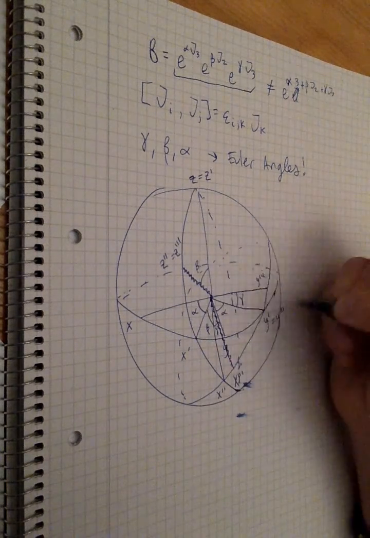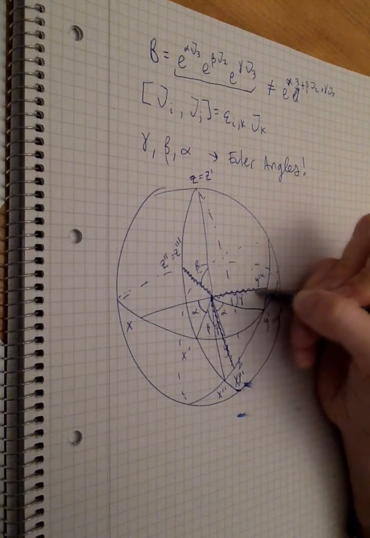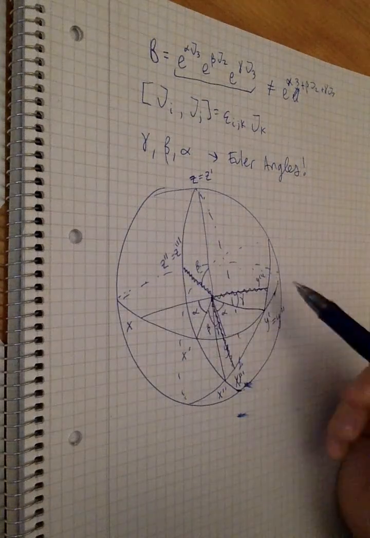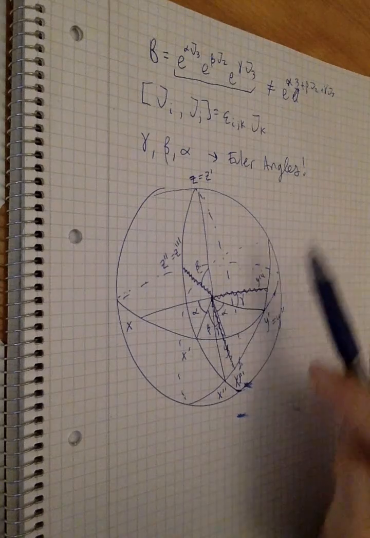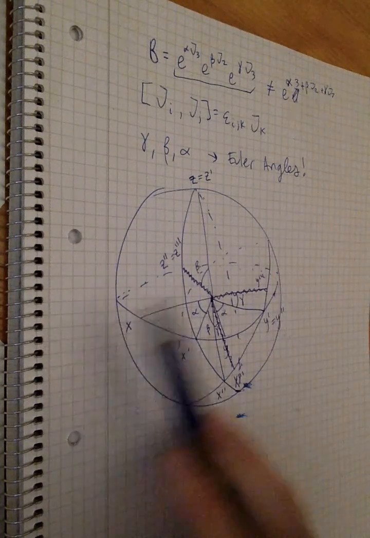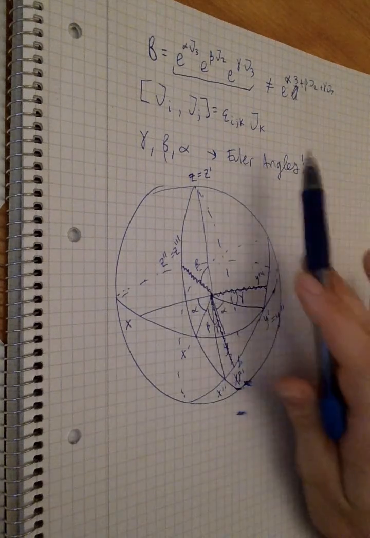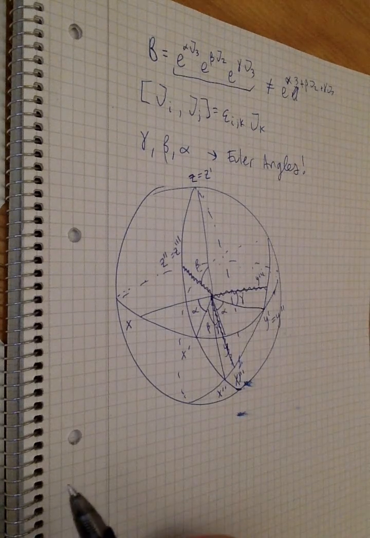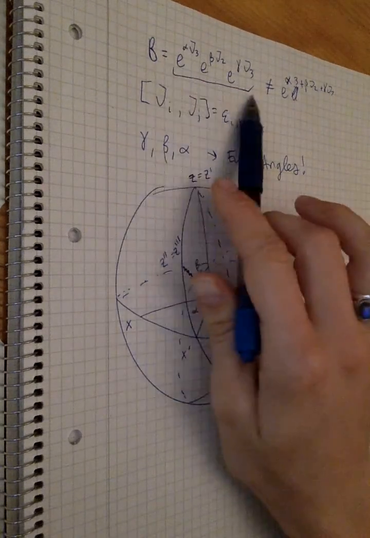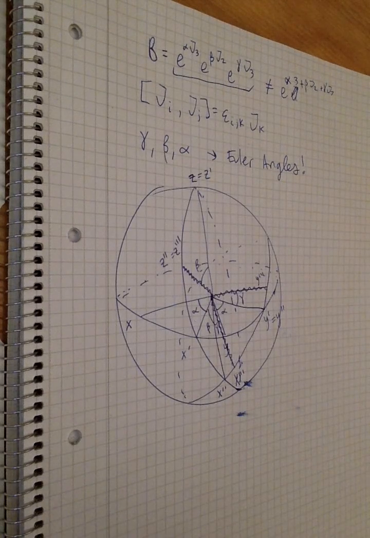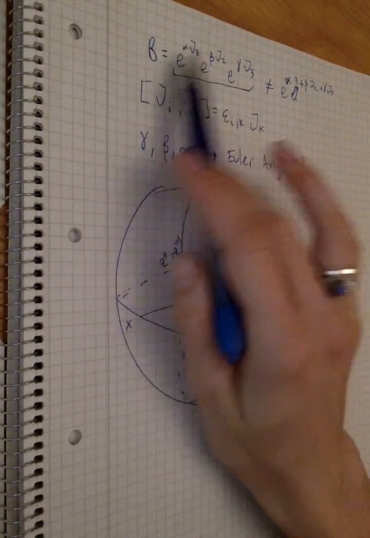And the thing that we learned here was that with these three rotations, we can compose any other rotation. We call them Euler angles, and our group elements can be represented as multiplications of these guys.